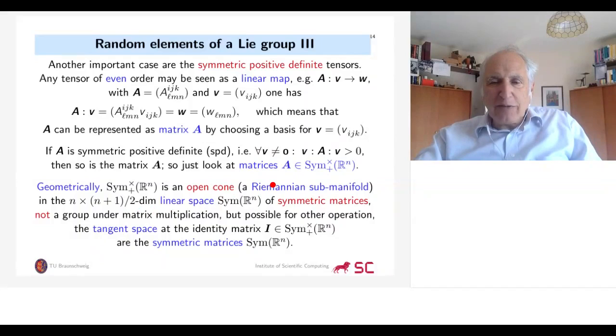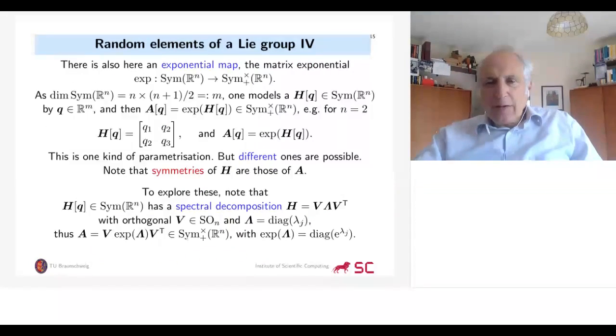Okay, so it's a Riemannian submanifold, and under matrix multiplication it is not a group, unfortunately, but it has some other operations. It's not important which these operations are, but in any case, the tangent space at the identity, which is of course a symmetric positive definite matrix, is all symmetric matrices. So you take all symmetric matrices, and that's the tangent space at the identity. Okay. And there's also an exponential map. If I take a symmetric matrix and take the matrix exponential, it's a positive definite symmetric matrix. Okay.